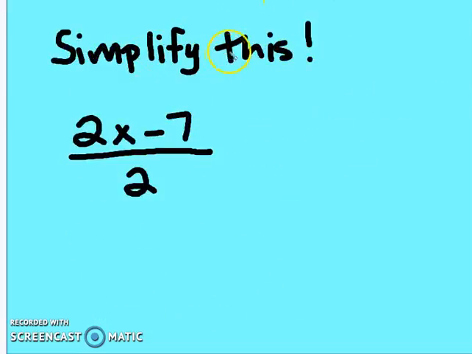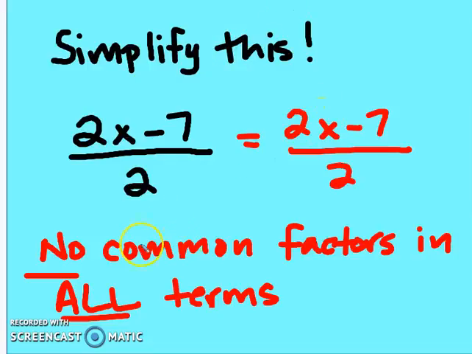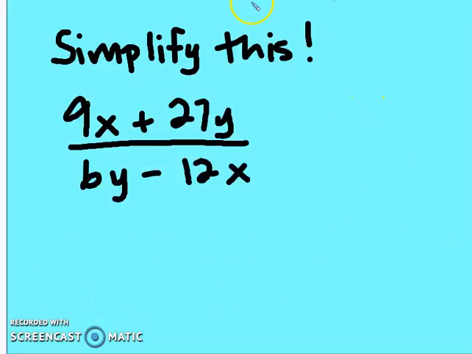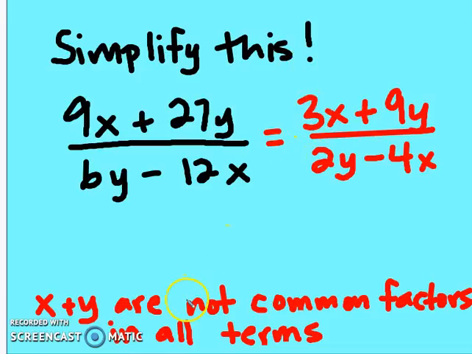All right, simplify this. I'm going to pause here while you figure this out. We have no common factors in all of the terms, so we're going to leave it as is, 2x minus 7 over 2. Let's try another one. Simplify this one. We have a common factor of 3 in each of the terms, but x and y are not common factors in all the terms, so we can't simplify them out. So it ends up being 3x plus 9y over 2y minus 4x.